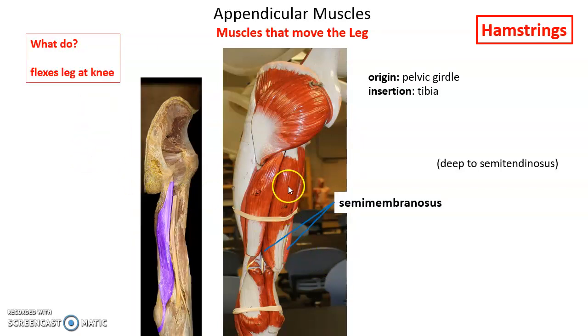And then finally, underneath semitendinosus, we have semimembranosus, and it also flexes the leg at the knee. And its origin is the pelvic girdle, inserts into the tibia. So those are the three hamstring muscles.